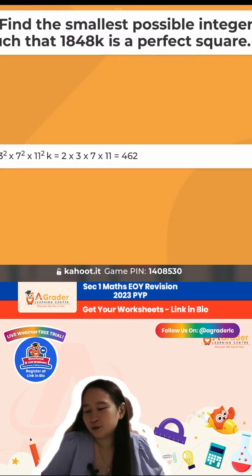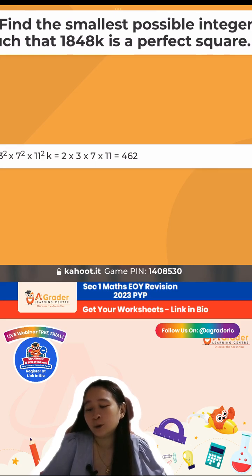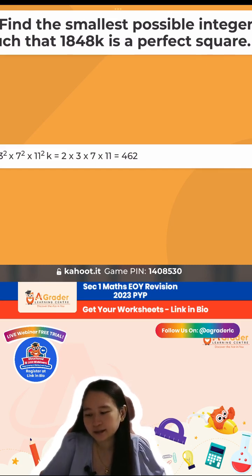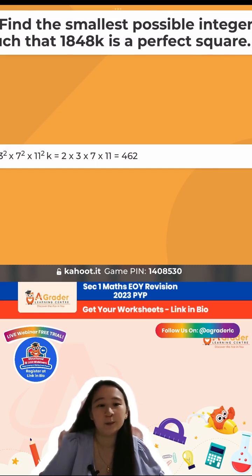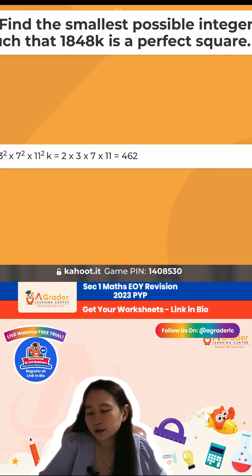Okay, so for it to be a perfect square, I want my powers to be even numbers. Because it's multiplied by k, your 1848k must have more prime factors, or rather the number must be bigger. So we want the powers to be even numbers: 2 to the power of 4, 3 to the power of 2, 7 to the power of 2, and 11 to the power of 2.